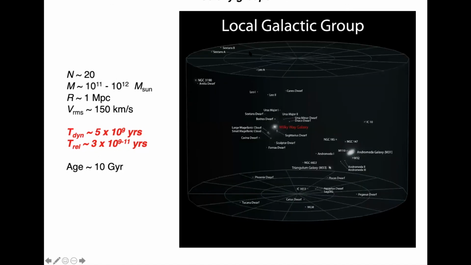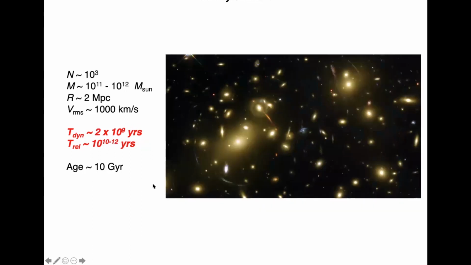For the Local Group, I have about 20 objects. The masses are 10 to the 11 to 10 to the 12 solar masses, the typical mass of the galaxies in the group. Radius of the group is about 1 megaparsec. The velocity dispersion is 150 kilometers per second. Plugging in these numbers, the dynamical time gives you 5 billion years. And the relaxation time is between 10 to the 9 and 10 to the 11 years. So with a system of an age of 10 gigayears, 10 to the 10, the system is still undergoing relaxation.